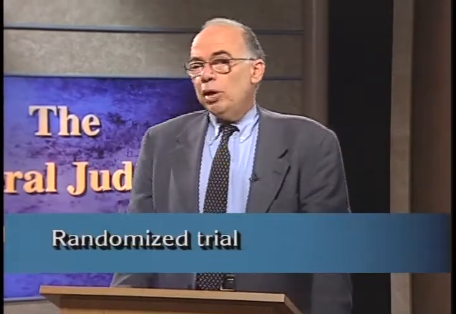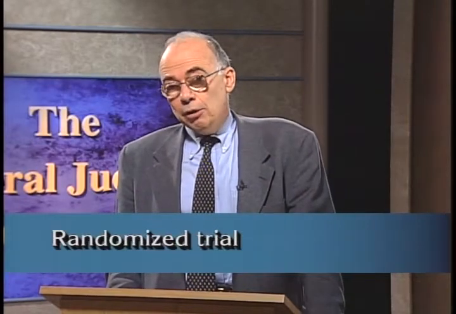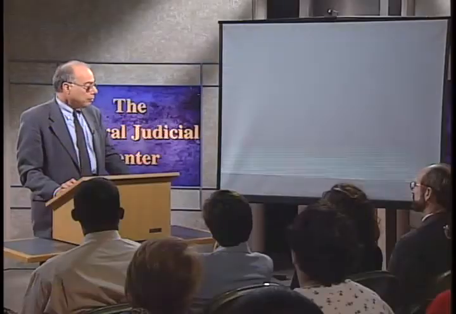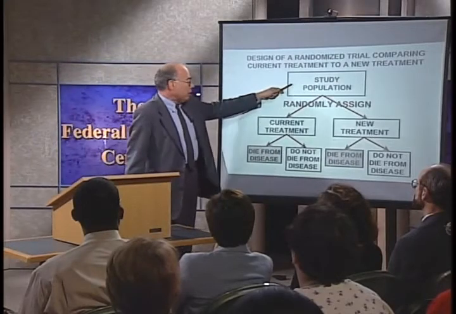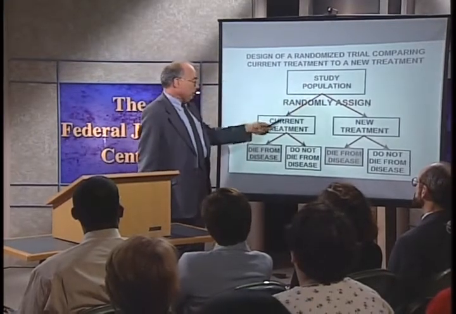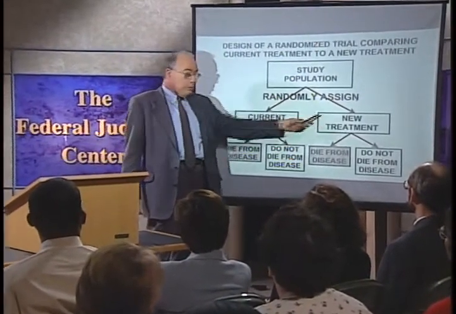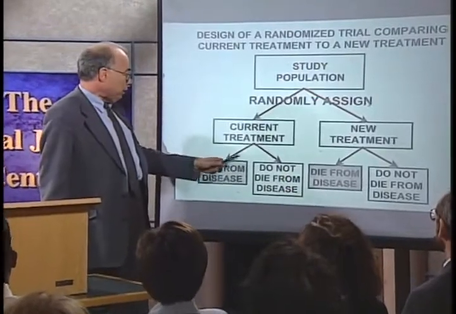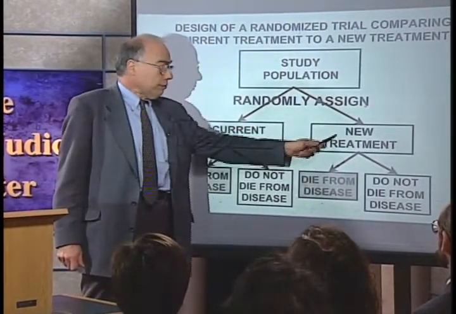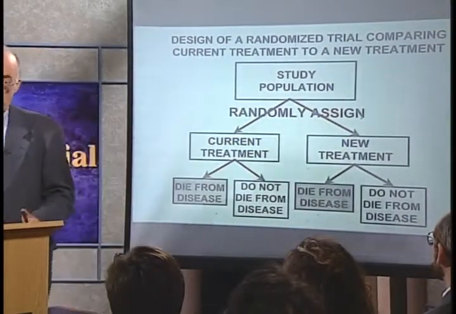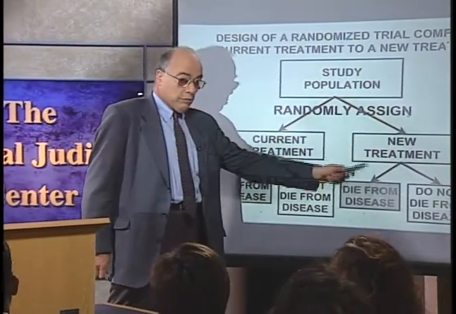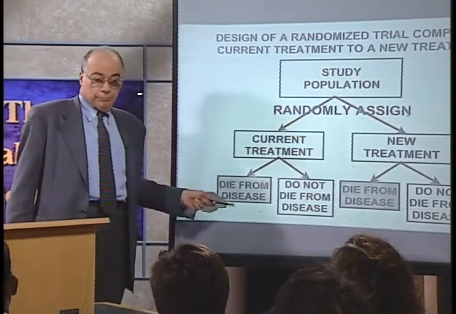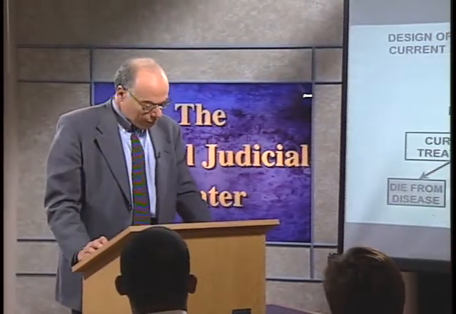The first type of study is the randomized trial, also called the randomized clinical trial, because it's often used in testing new therapies. What is the design shown here? We begin with a study population, and we randomly assign the members of that population, in this slide, to a current treatment or to a new treatment. We then follow up both groups of patients, determine how many die from the disease in the current treatment and how many die from the disease in the new treatment. If the new treatment is more effective than the current treatment, we would expect to see fewer people dying from the disease who receive the new treatment than receive the current treatment. So the design of the randomized trial is basically a simple one, and it's a very desirable type of study.